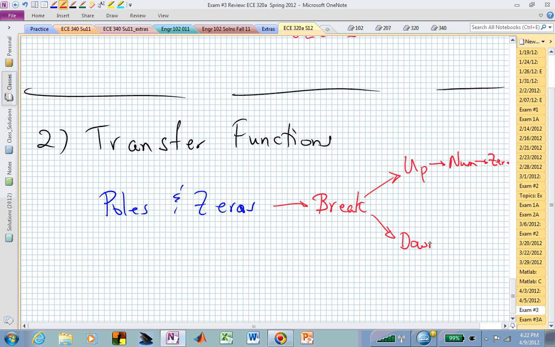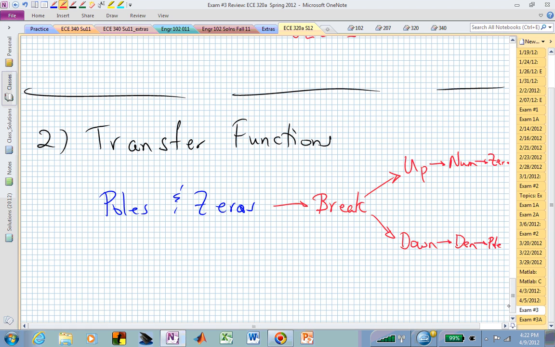Likewise, if you now run into a pole factor, your magnitude plot is going to break down after that break frequency, and that's because the poles are associated with the denominator terms, and the denominator's in the basement, or down.